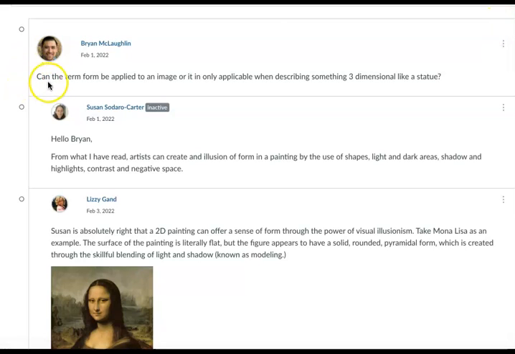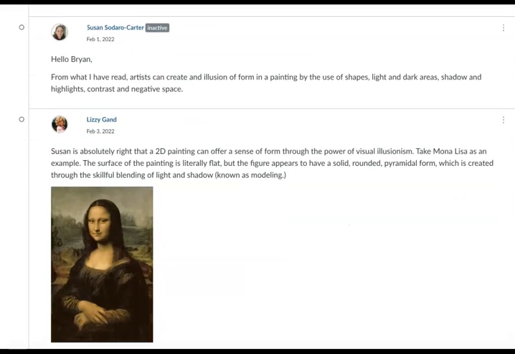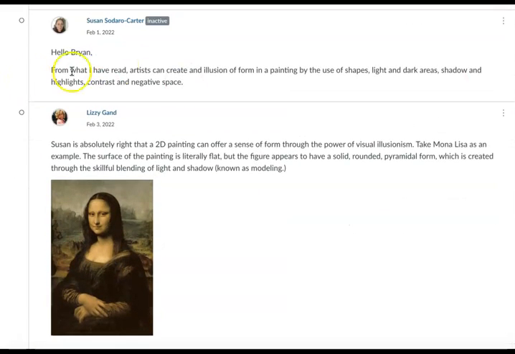Brian posed an important question also because he's asking about the term form, which comes up over and over again in art history. And he's saying, can it be applied to an image, or is it only applicable when describing something three-dimensional like a statue? And so essentially, as Susan responded, artists can create an illusion of form, right, in a painting.